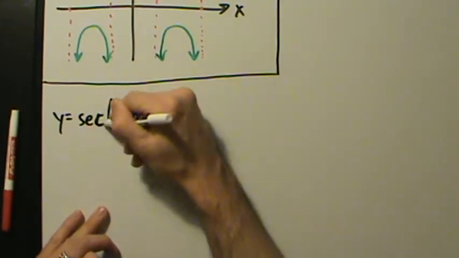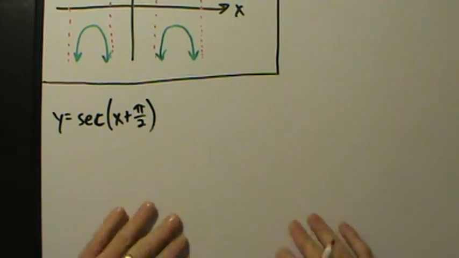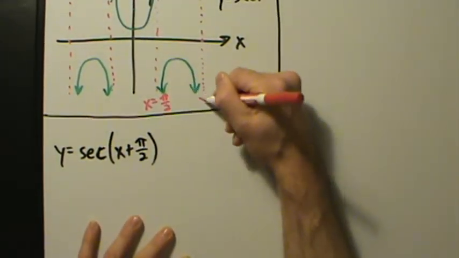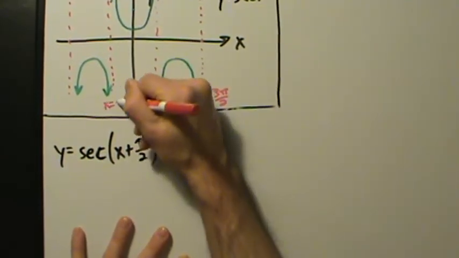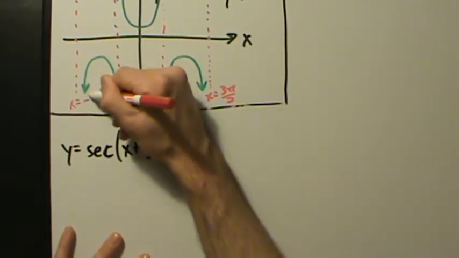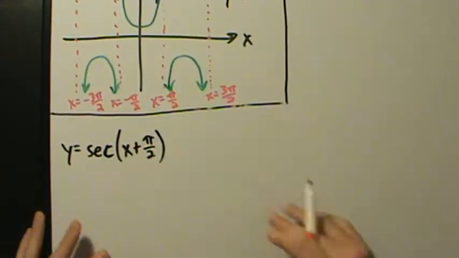But before we move on, it's kind of bad practice what I just did up here. What we should do is label these asymptotes, so that's going to help us also. So that's x equals pi over 2, x equals 3 pi over 2. This is x equals negative pi over 2, and this is x equals negative 3 pi over 2. So that's going to help us when we do the shifting.